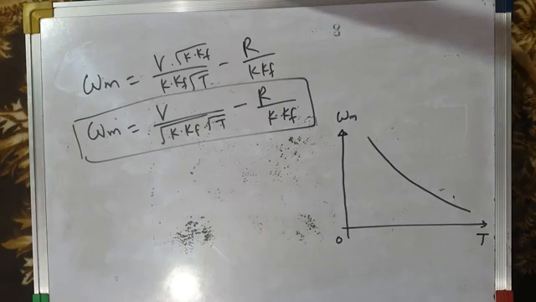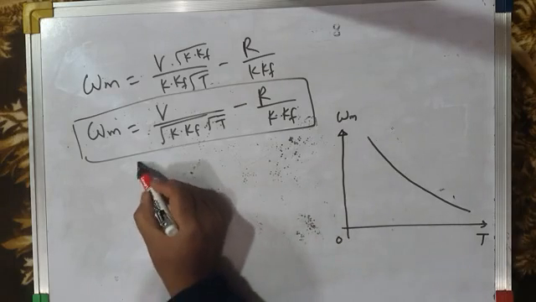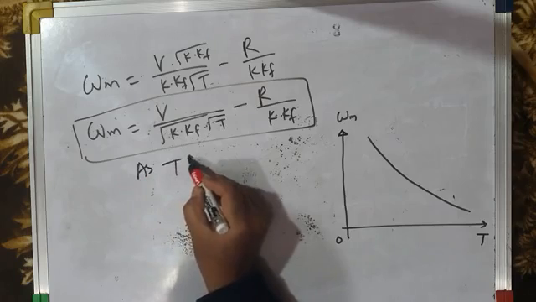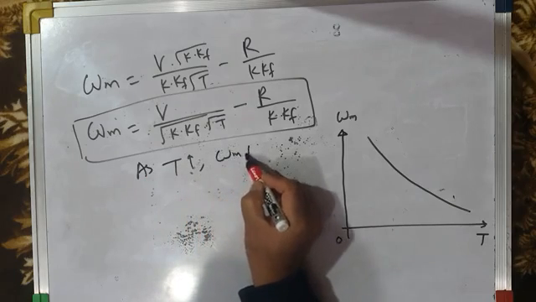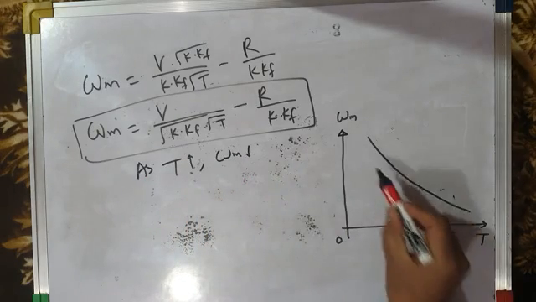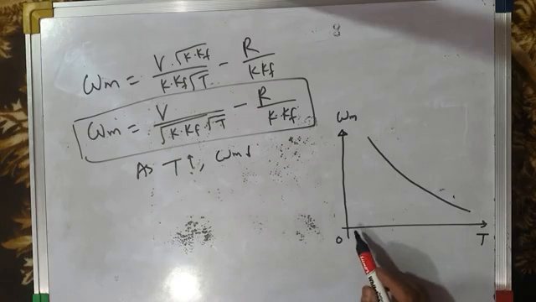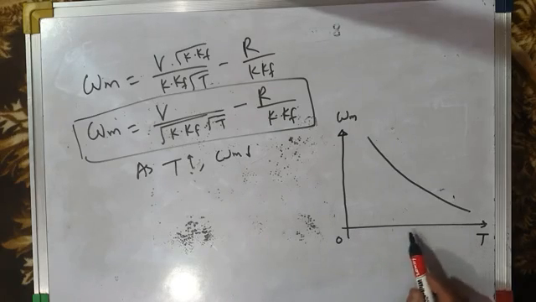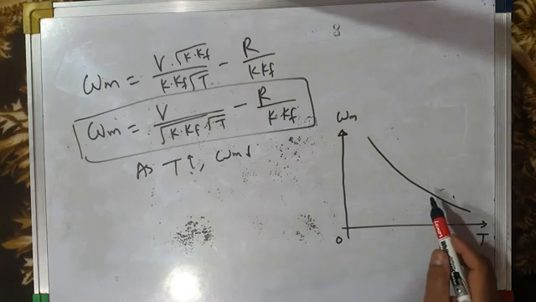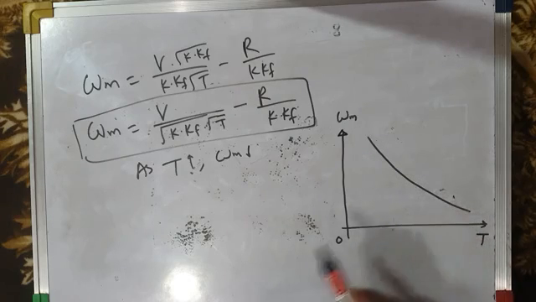Now you have to understand a few points from here. As torque increases, speed decreases. So you can see as torque increases, speed decreases. The question is, when the torque increases, when the load increases, why does the speed decrease? It has to decrease to maintain the balance between the applied voltage and back EMF.